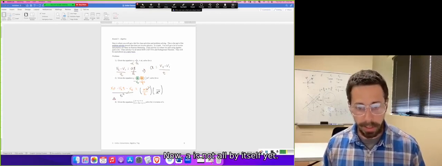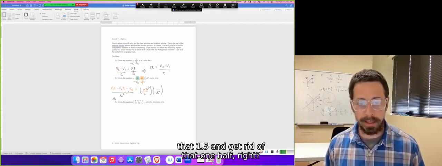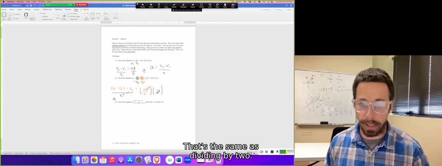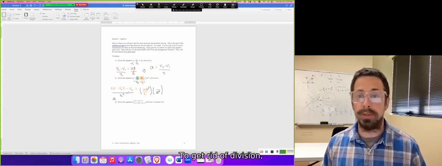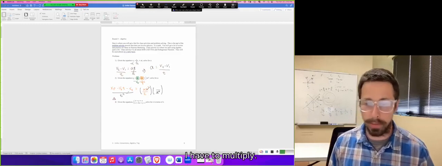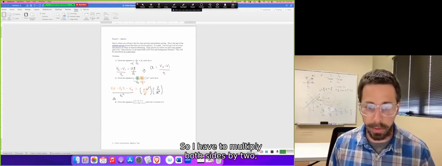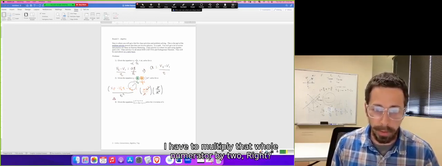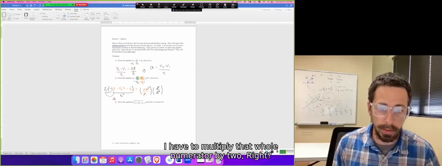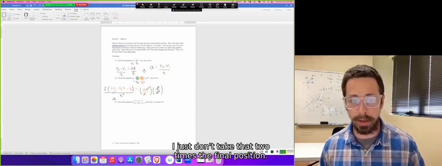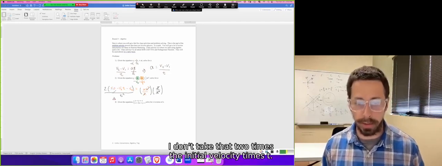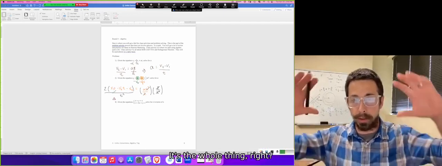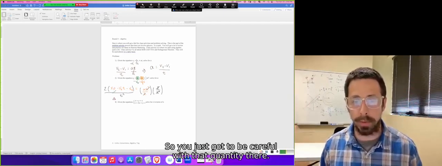Now, a is not all by itself yet. I have to take that 1/2 and get rid of that 1/2, right? That's the same as dividing by 2. So to get rid of division, I have to multiply. So I have to multiply both sides by 2. So that 2 divided by 2 divides to 1. And then when I come over here, I have to multiply that whole numerator by 2, right? I just don't take that 2 times the final position. I don't take that 2 times the initial velocity times t. I don't take that 2 just times my initial position. It's the whole thing, right? So you just got to be careful with that quantity there.